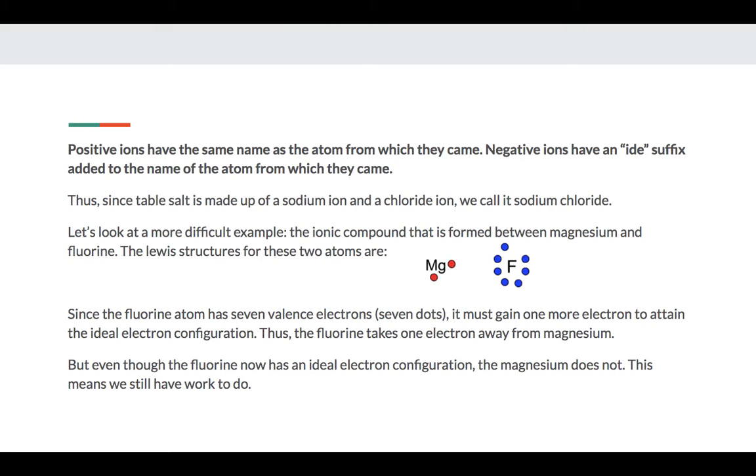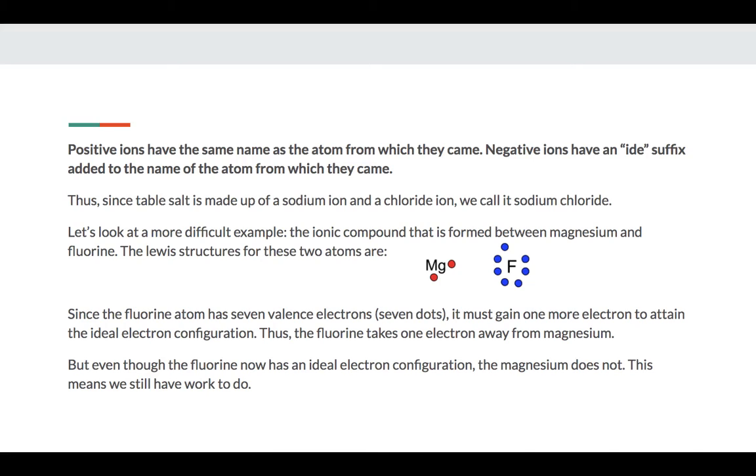Now, positive ions have the same name as the atom from which they came, and negative ions have an IDE suffix added to the name of the atom from which they came. So since table salt is made up of a sodium ion and a chloride ion, we call it sodium chloride.